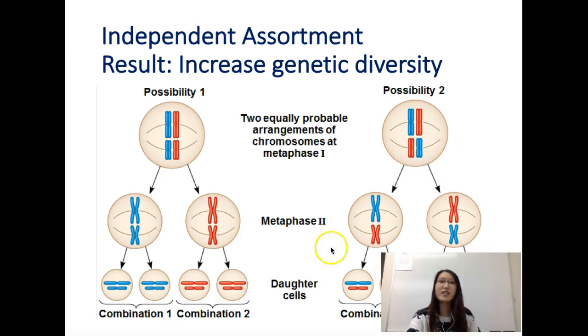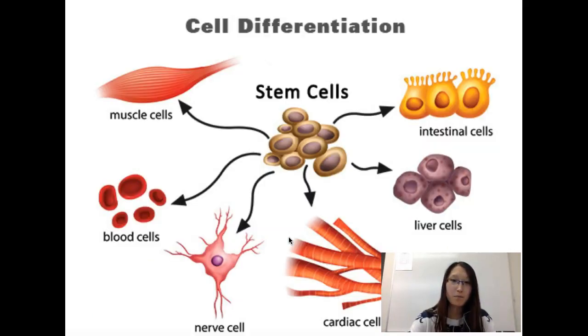So this increases genetic diversity, which means every single gamete that's produced by a male or a female is different from each other as a result of independent assortment and crossing over. And this is great because that's what makes everybody different from each other, and so that's what allows us to keep on evolving and to survive in the environment.